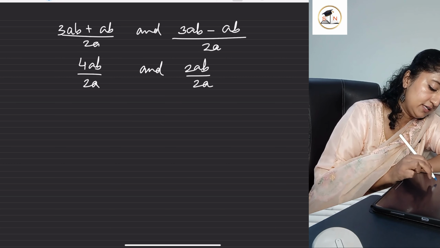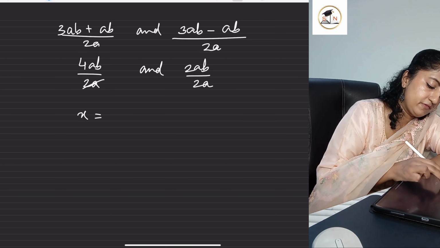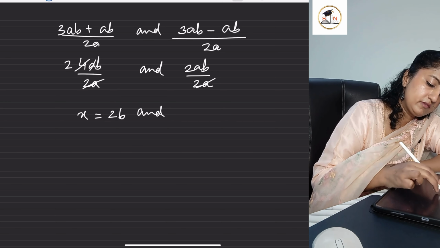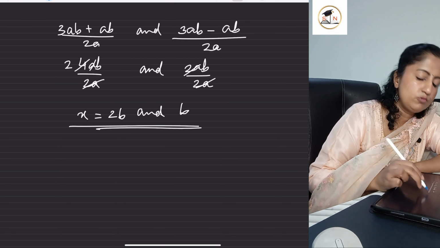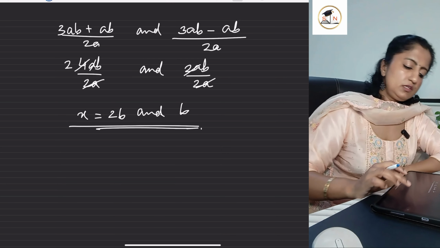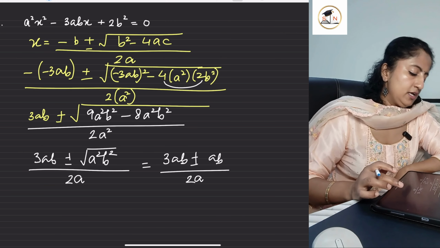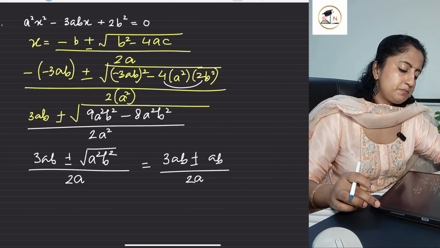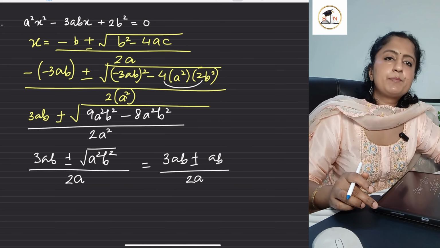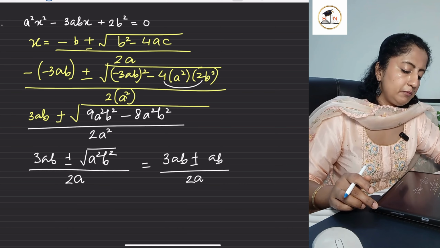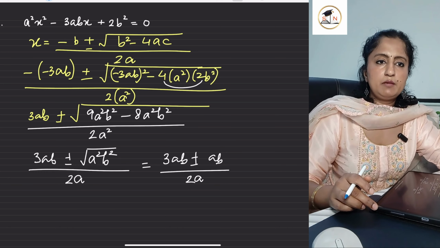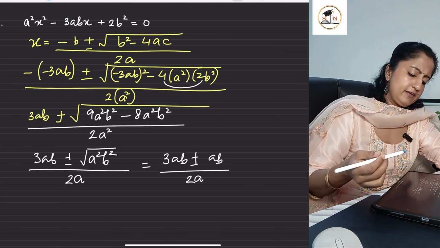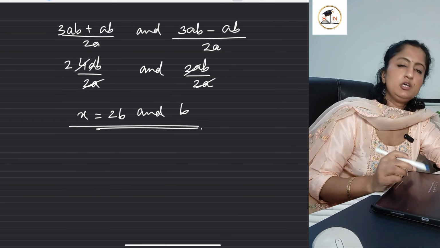So now the final answer, x equals 2b and b. These are the two values of x we have got over here. Let's quickly revisit this question. The question was in terms of variables: a square x square minus 3abx plus 2b square. I directly applied the quadratic formula without thinking about it, because whenever we have variables, the quadratic formula is very convenient. So I substituted everything, and at the end we found our roots over here.